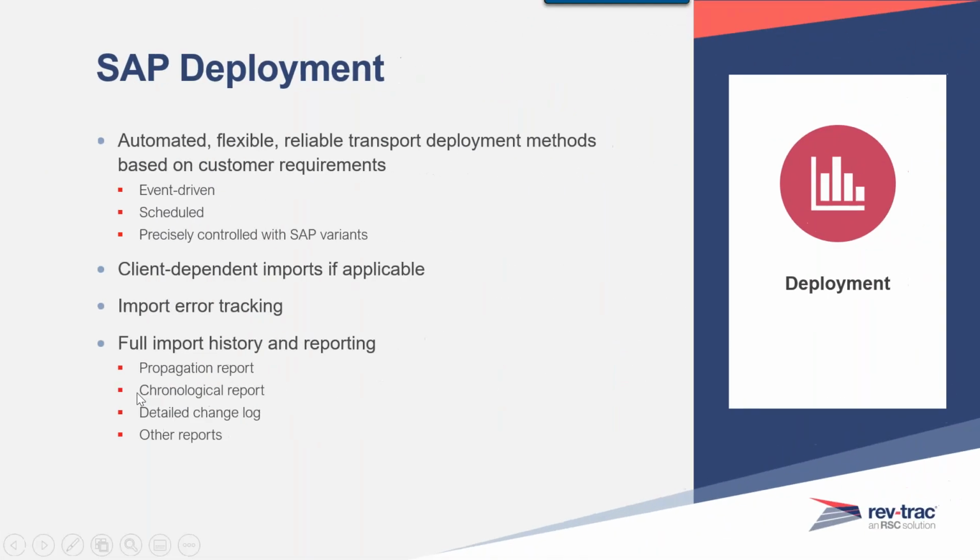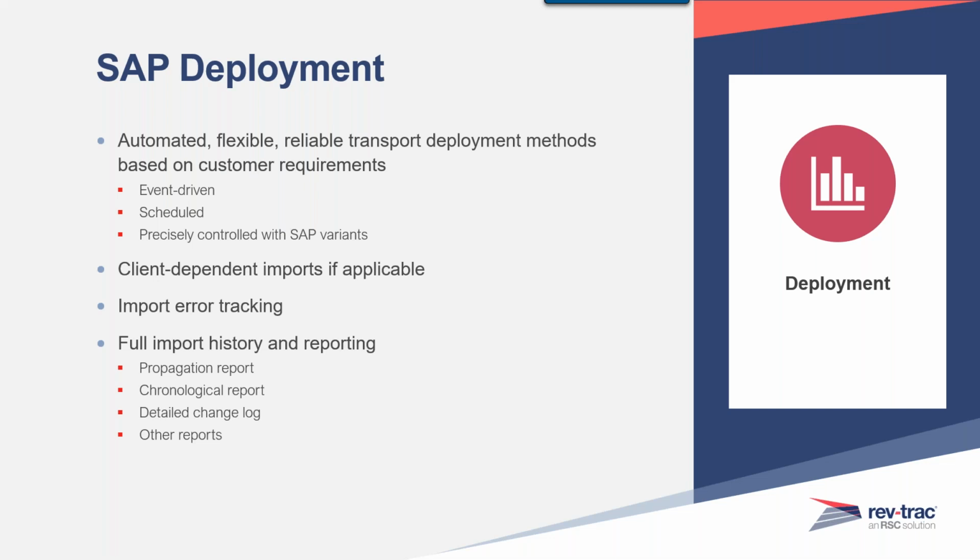And then the last high level thing that Rev-Trac does is deploying the changes, right? The basis team isn't moving the changes anymore, Rev-Trac is doing them using the standard SAP deployment methods like TP, but we can do them however you choose to. Event-driven, many times going into a quality system. As soon as a Rev-Trac approval is achieved by the right person on the team, it moves into the quality system. No more putting in a ticket or asking basis to move it for you or your outsourced partner to move it for you.